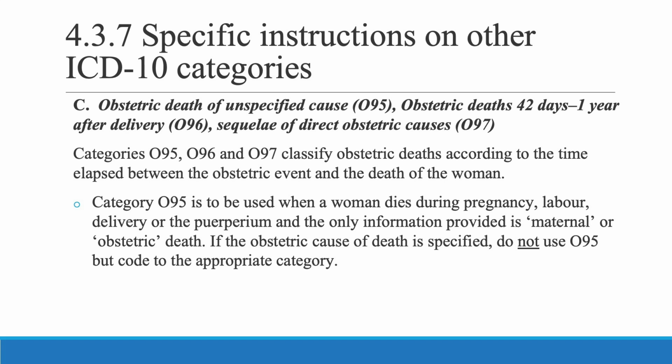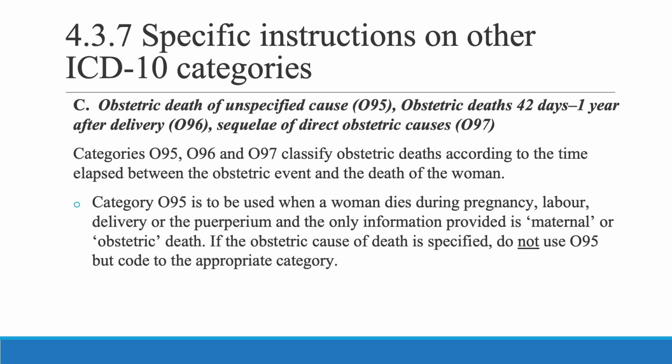Specific instruction for category O95 on the slide is to be used when a woman dies during pregnancy, labor, or delivery, or the puerperium, and the only information provided is maternal or obstetric death. If the obstetric cause of death is specified, do not use O95, but code to the appropriate category. Okay? In other words, if all you know about the cause of death for a woman is that it was maternal and it occurred during pregnancy, childbirth, and the puerperium, you use code O95. If you know anything about the actual cause, you don't use O95, you code to the other codes in the chapter over O95.